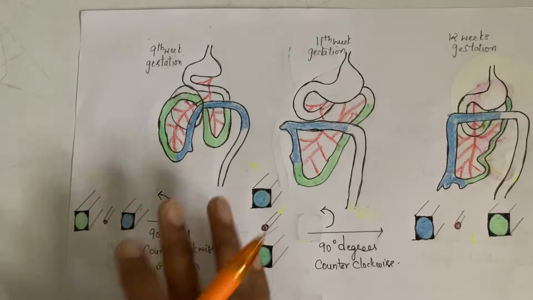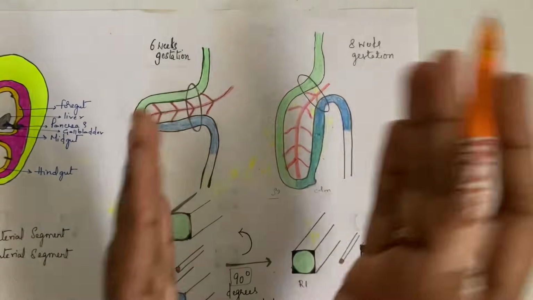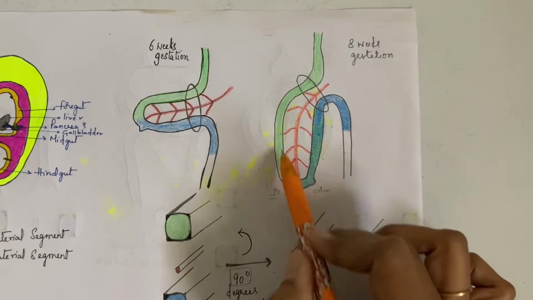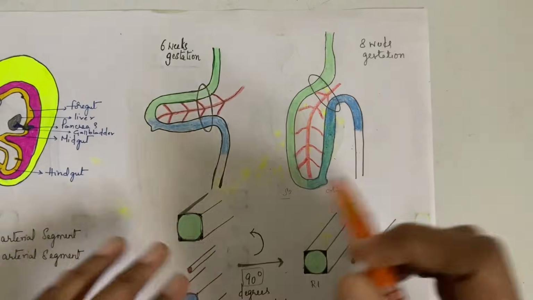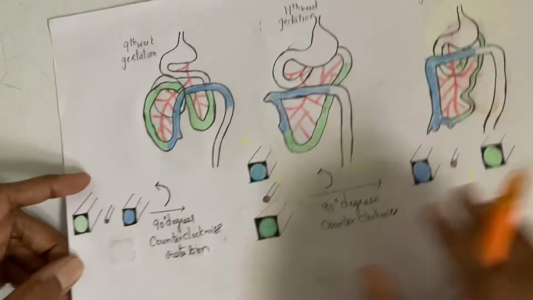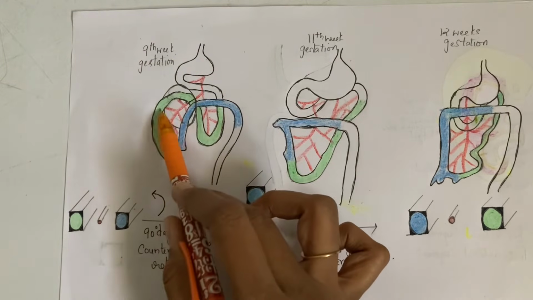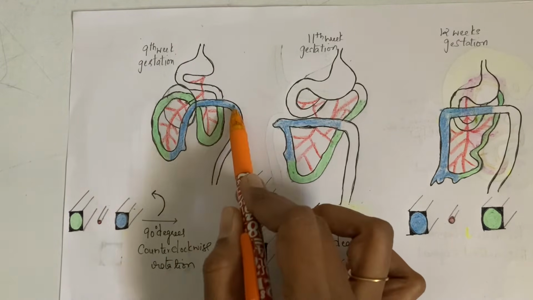Next, what happens? Between the 8th and 9th weeks, this prearterial segment starts developing and forming loops, that is the jejunal and ileal loops. They start developing. Around the end of the 10th week, this prearterial segment starts going into the abdominal cavity.